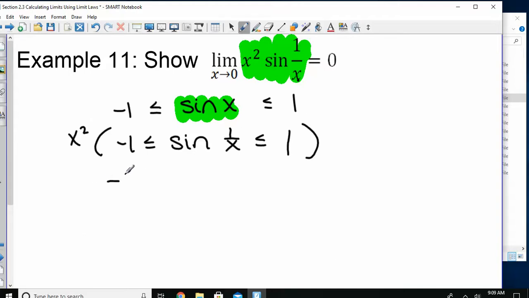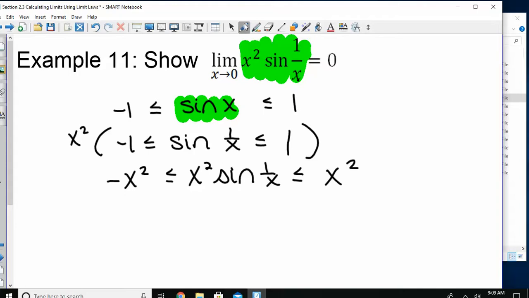So that gives me -x squared less than or equal to x squared sine 1 over x less than or equal to a positive x squared.